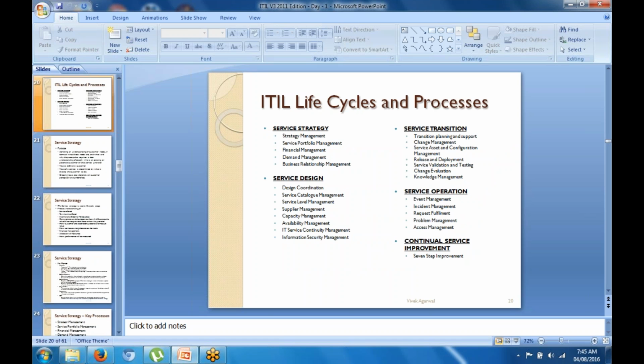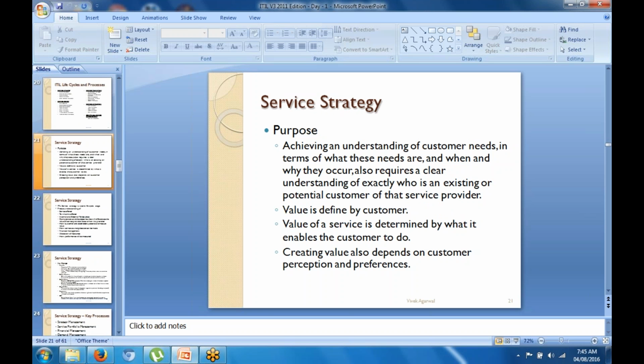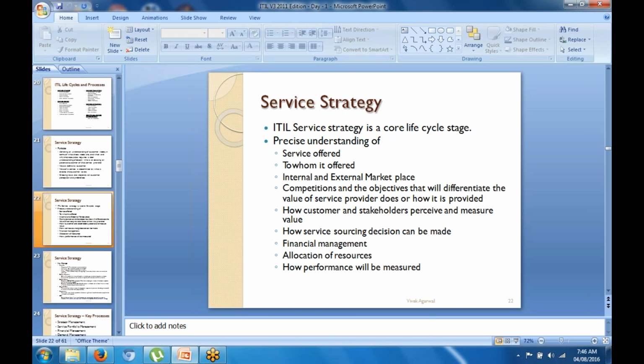Now we will see, under process, we have seen service strategy as a process, right? So under service strategy, we will see the purpose and more detail in service strategy.